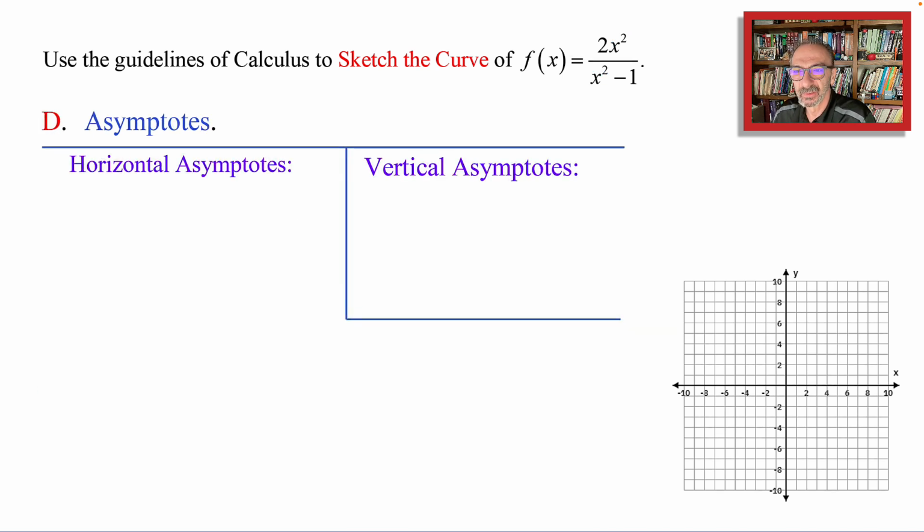Asymptotes. Let's start with horizontal asymptotes. To start with horizontal asymptotes, on the left, we have the following. The limit as x approaches infinity and x approaches -infinity of f of x. That's my function f of x. We want to see, towards infinity, what happens to the values of f of x.